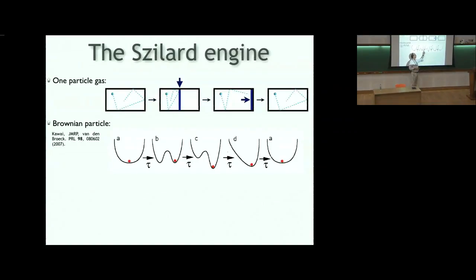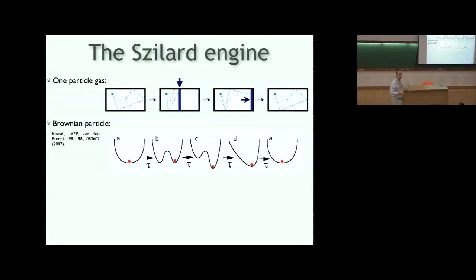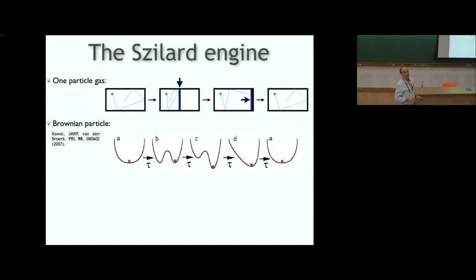Because the energy of the particle gets lower. Tau is the time. This picture is from this paper, and tau was important for that discussion. You can do it more reversibly or less reversibly. You get kT log 2 when you do this very slowly. And if you do it fast, then you get less; actually, if you do it very fast you get nothing. So this is another important point of the Szilard engines, how reversibly you can do it.